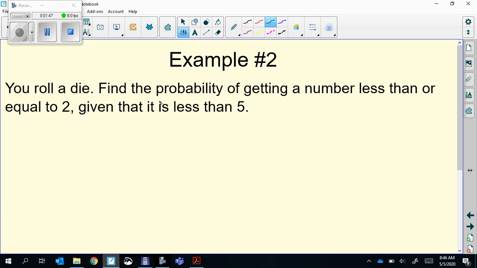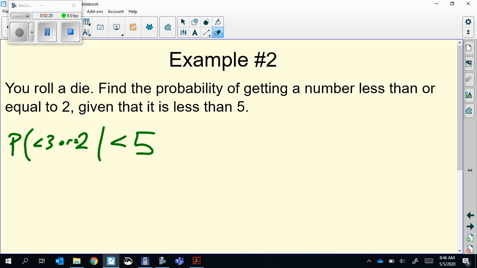All right, this time we're going to roll a die. Find the probability of getting a number less than or equal to 2, given that it's less than 5. All right, well, this is kind of weird because 2 is less than 3. Wait, no, I read that wrong. Less than or equal to 2, not 3. Where did I get a 3?